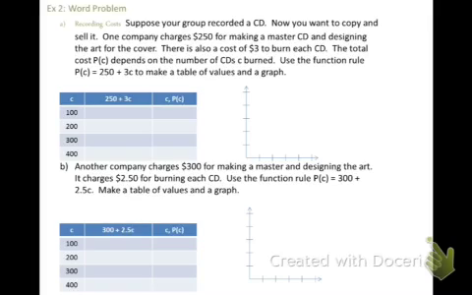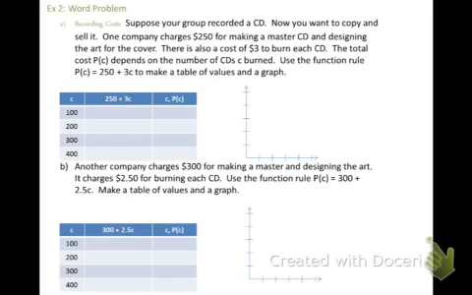All right, word problems. Suppose your group recorded a CD. Now you want to copy and sell it. One company charges $250 for making a master CD and designing the art for the cover. There is also a cost of $3 to burn each CD. The total cost depends on the number of CDs burned.